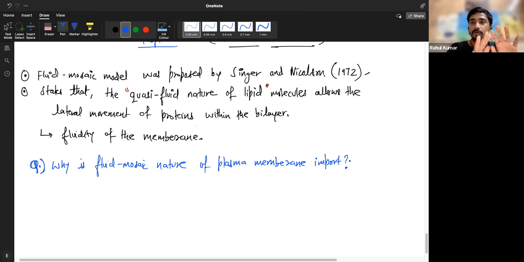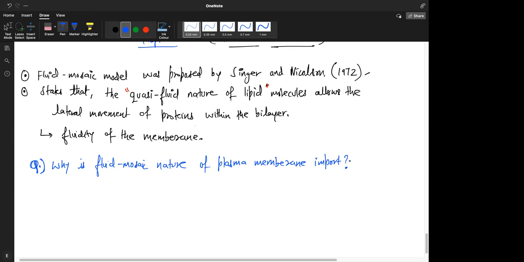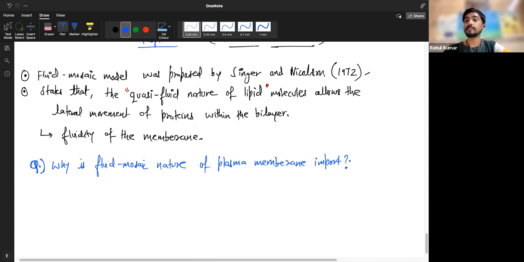When WBCs change shape in our body, they do it very smoothly, as if they are just jelly. Have you seen jelly? Jelly can change any shape. So this is why the fluid mosaic nature is very important. Otherwise, the cell will not divide, grow, change shape, or migrate from one place to another, and the living system will not survive.